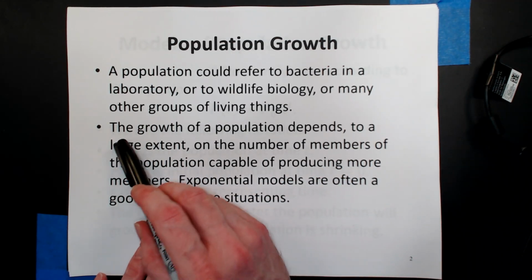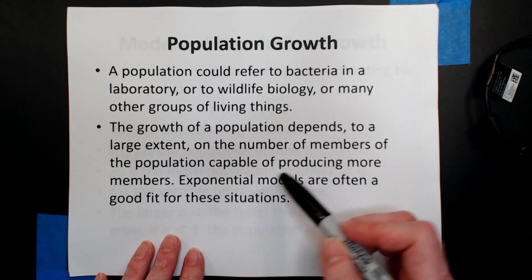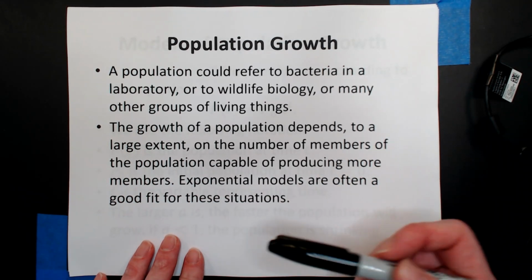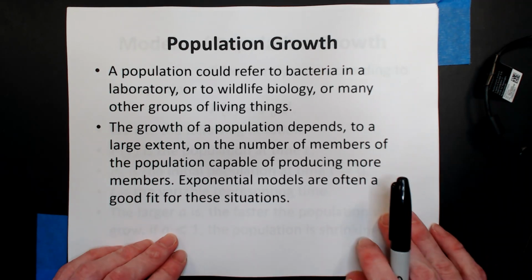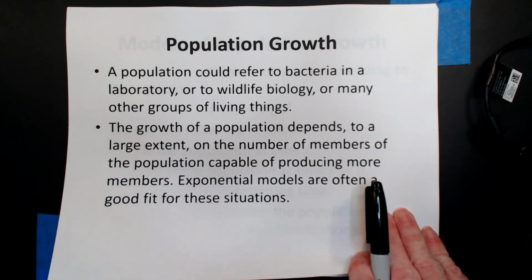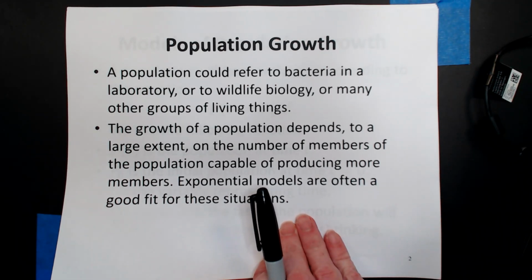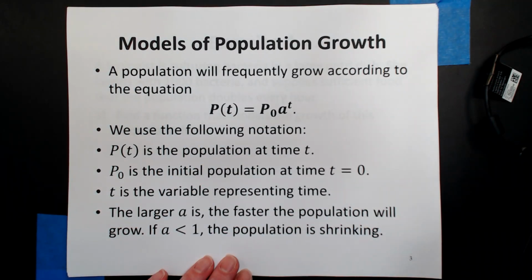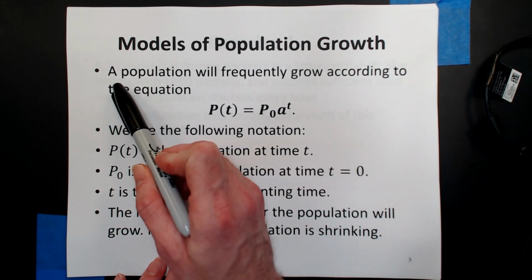Might be relevant. The growth of a population depends largely on the number of members of the population capable of producing more members, i.e. if a virus affected other people. Exponential models are often good fits for these situations. So we'll be looking at population models of exponential growth with no limiting factors. Limiting factors is for another day, another class.